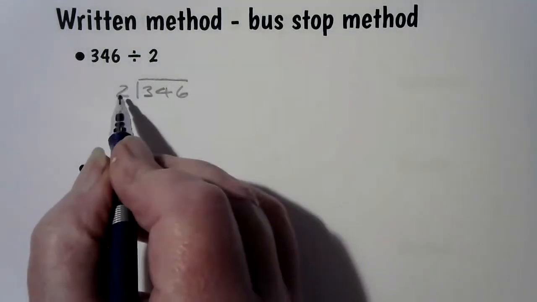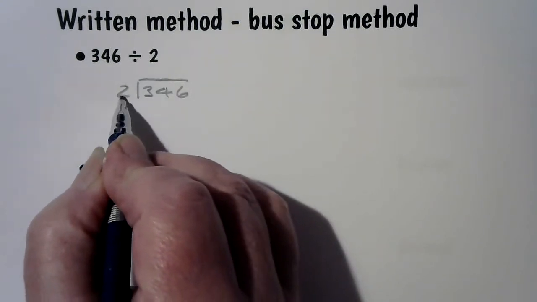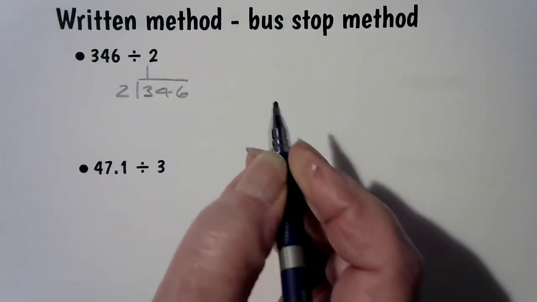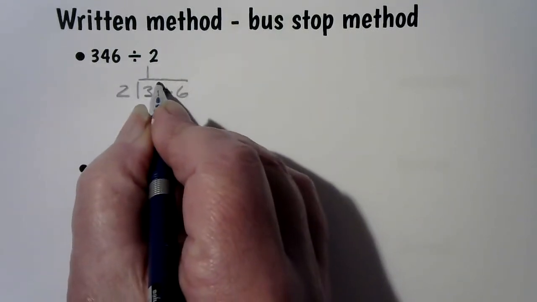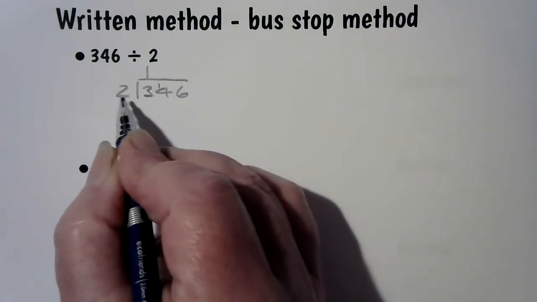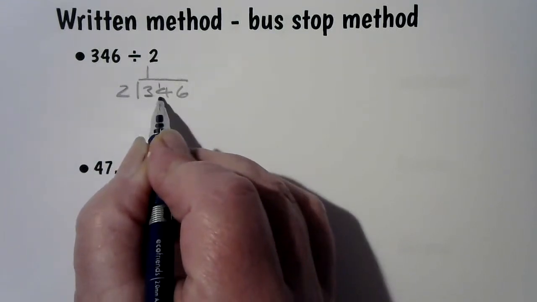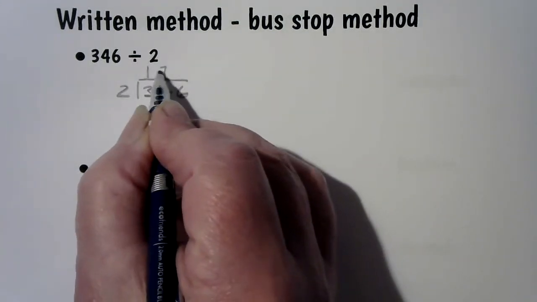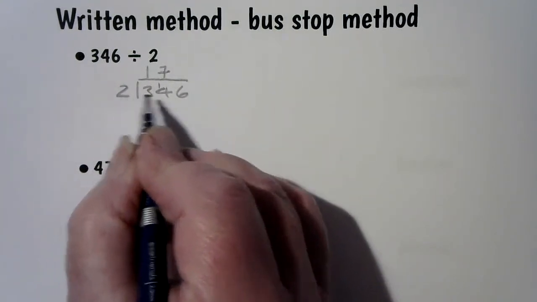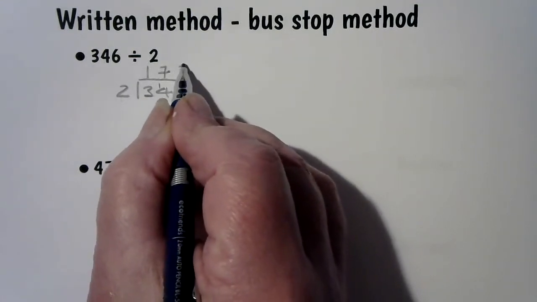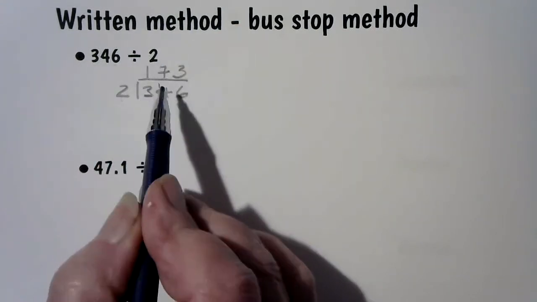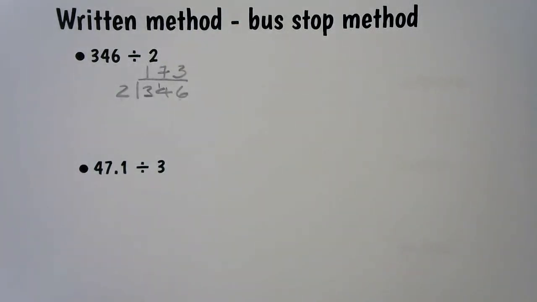So now I ask myself, how many times does 2 go into 3? And it goes one time, and I've got a remainder of 1. So I put that remainder up there. So I read this number now as 14. How many times does 2 go into 14? And it goes 7 times. And there's no remainder, so I ask, how many times does 2 go into 6? And the answer is 3. So 346 divided by 2 is 173.